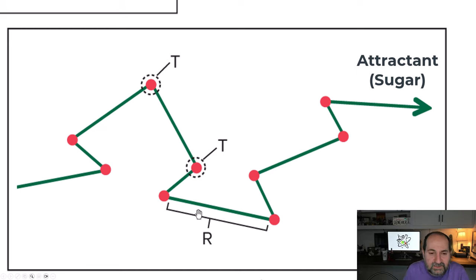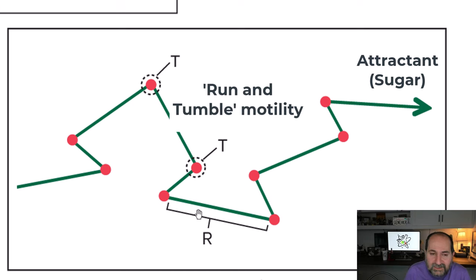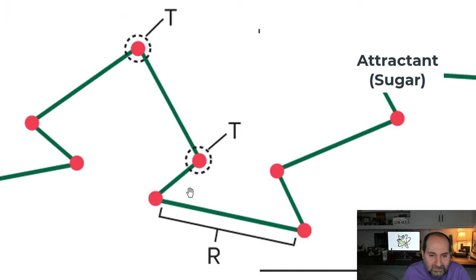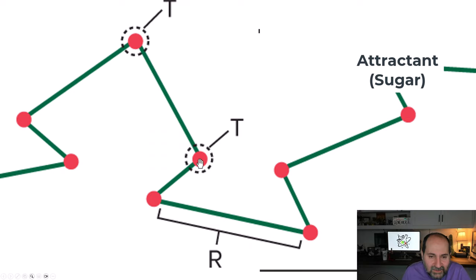So because of this, flagellated bacterium are known to exhibit what is known as run and tumble motility. The flagella results in the bacterium running and tumbling. Every time there's a tumbling event, the bacterium can change directions. And every time there's a run, it moves straight. So this is kind of weird because sometimes it looks like the bacterium is running away from the attractant.